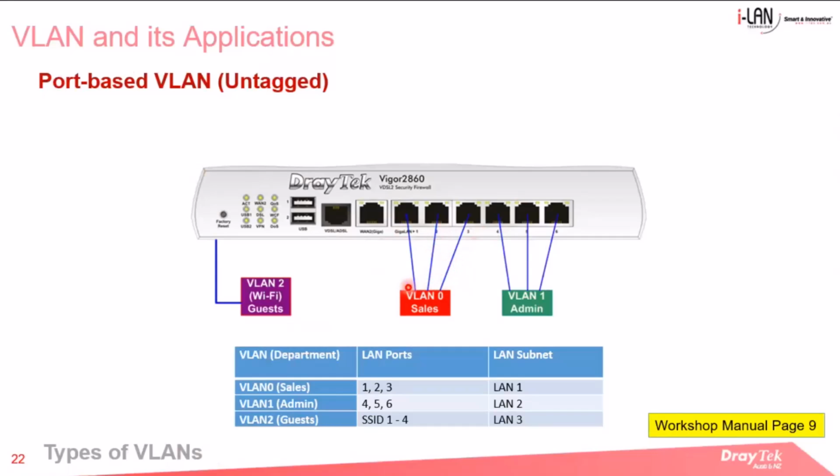In here, you can see that we have VLAN 0 for sales, VLAN 1 for admin, and VLAN 2 for the guest Wi-Fi. Each of these work groups will be isolated from each other, but they can still access the same internet connection. For example, if I plug my device into, let's say, port 6 here, it will obviously belong to the VLAN 1 admin department.